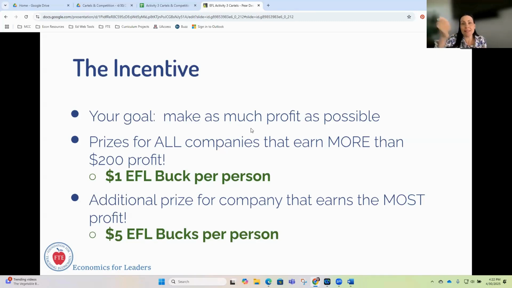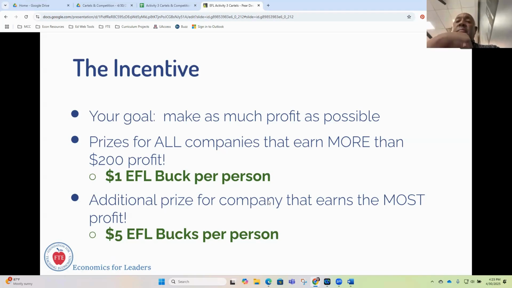You could do tickets, if you have like a bunch of raffle tickets and then you do drawings at the end of the semester or something. You could do candy, if you're allowed to give out candy, Tootsie Rolls, some inexpensive candy for the teams. But there will be an additional prize for the company that earns the most profit. So in this case, I like to make it like a 1-to-5 ratio. So everybody that earns a profit would get the 1 EFL buck. But if you earn the most profit, you get an additional $5 per person.